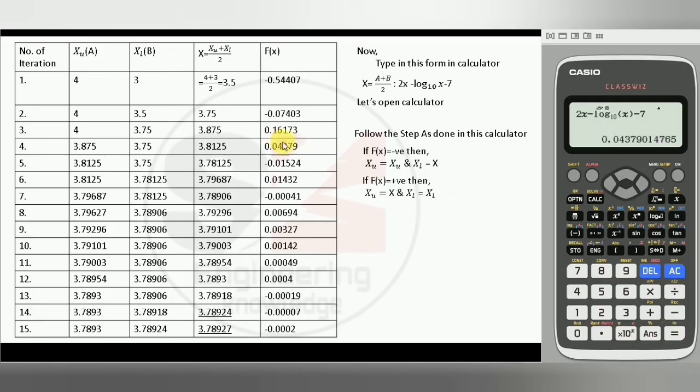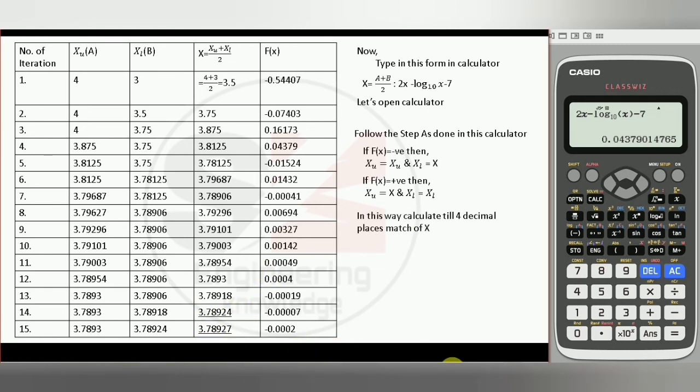In this way we can solve up to the iteration where x matches to 4 decimal places. Then in the 14th iteration and in the 15th iteration we can see the value of this variable, that is x variable, is matching up to 4 decimal places. So we stop the iteration.